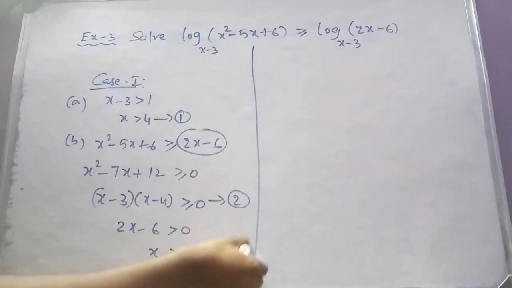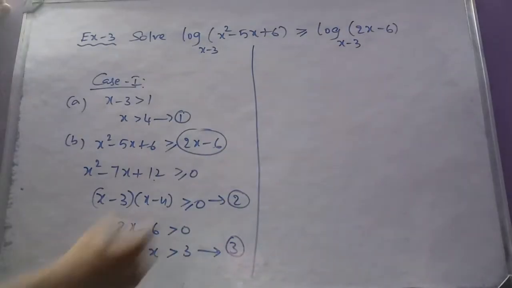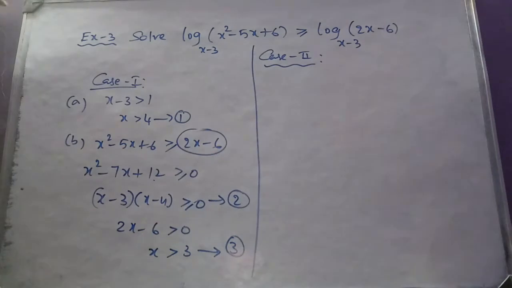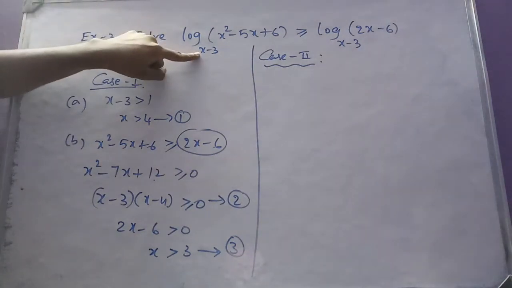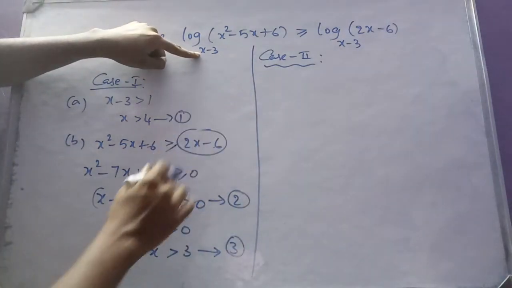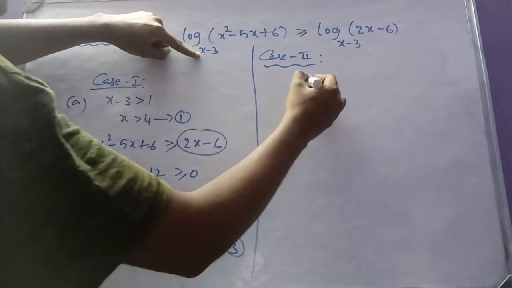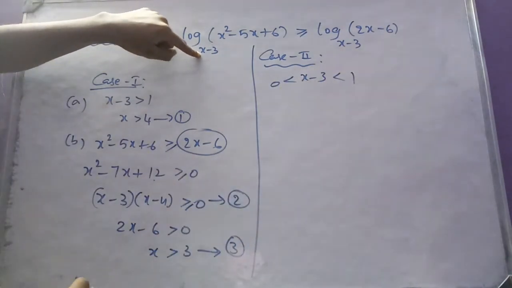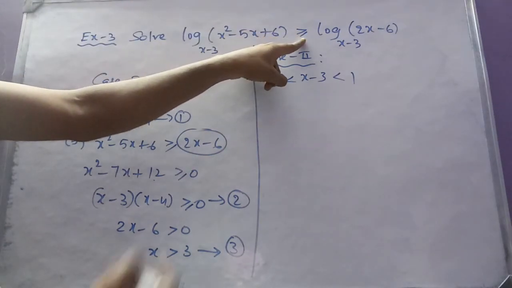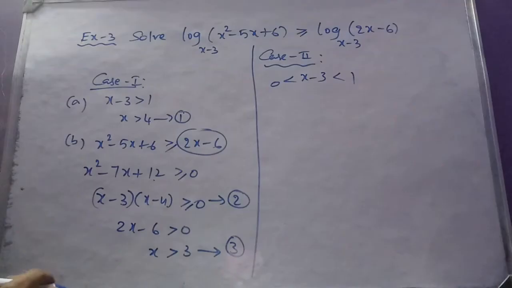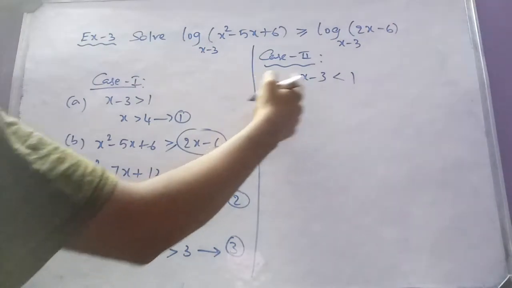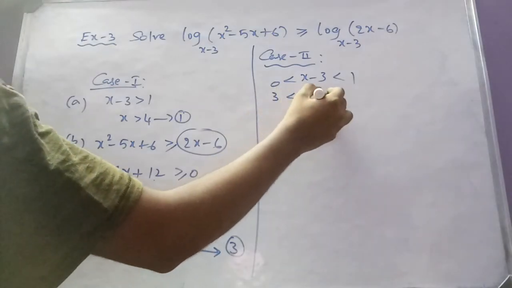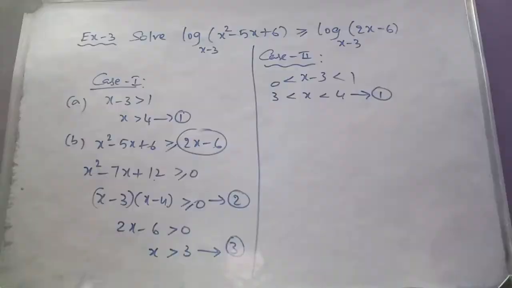Let us go to case 2. Observe case 2 carefully. The solution is easy in itself. If you take the base as an improper fraction in case 1, and in case 2 the base is a proper fraction, that means between 0 and 1, then the inequality will change when I ignore log on both sides. First let us solve this. Add 3 in all these three places, and you'll get 3 < x < 4, the first inequality.